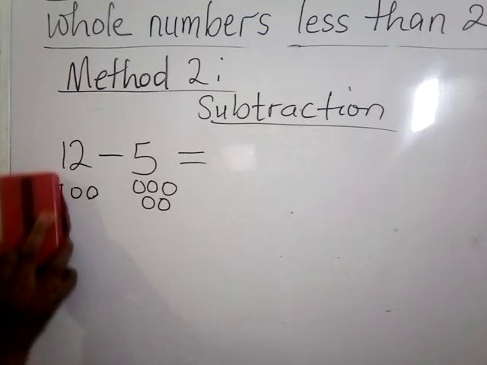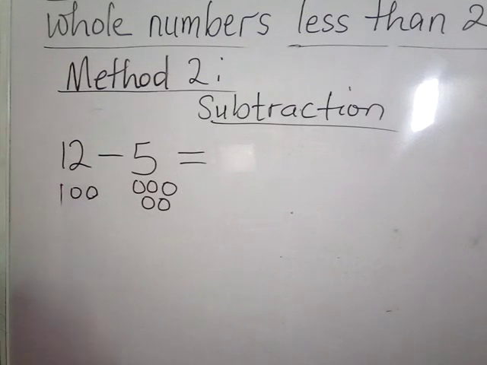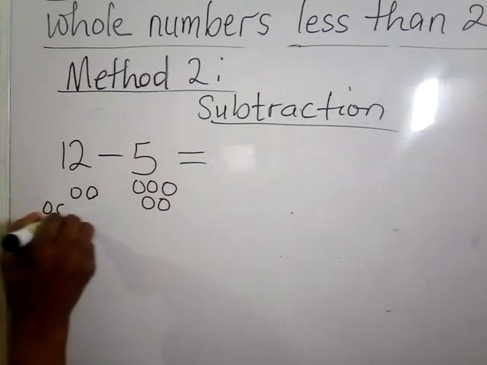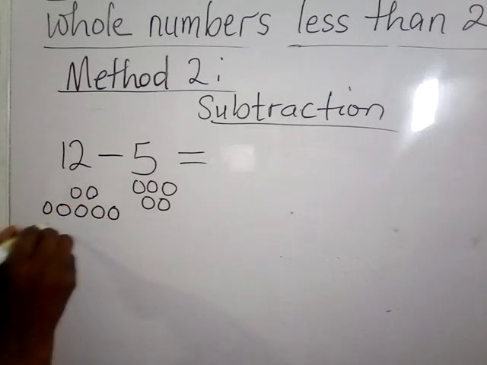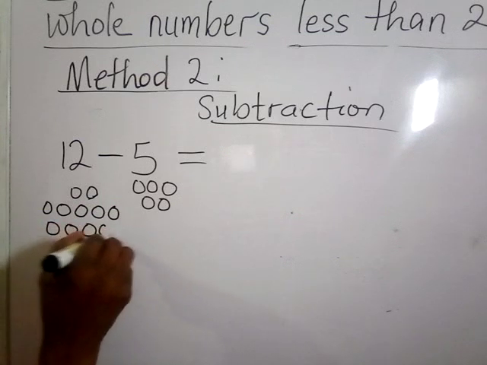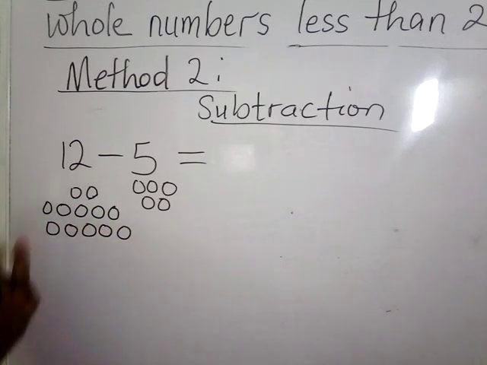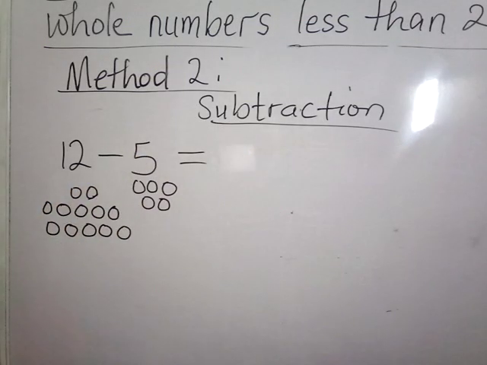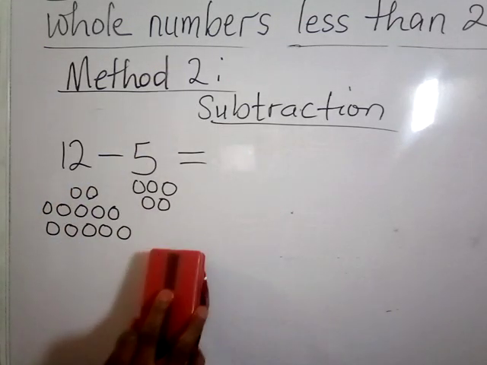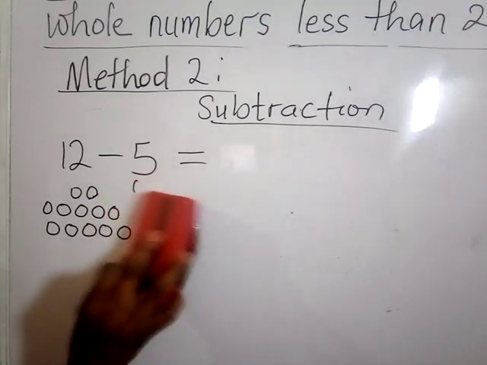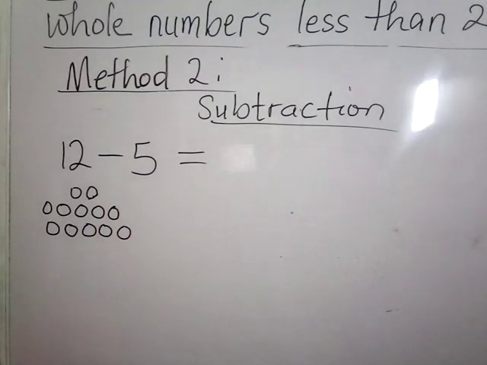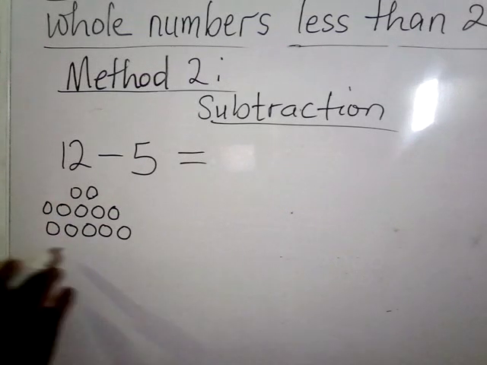It's a stack of 10, so it's going to give us 1, 2, 3, 4, 5, 6, 7, 8, 9, 10. So it's a stack of 10 plus the 2, 12. Now we are asked to take away 5 from it. In this case there will be no need to count your 5 units because we are going to take it away from those 12. So now we have gotten our 12 units.